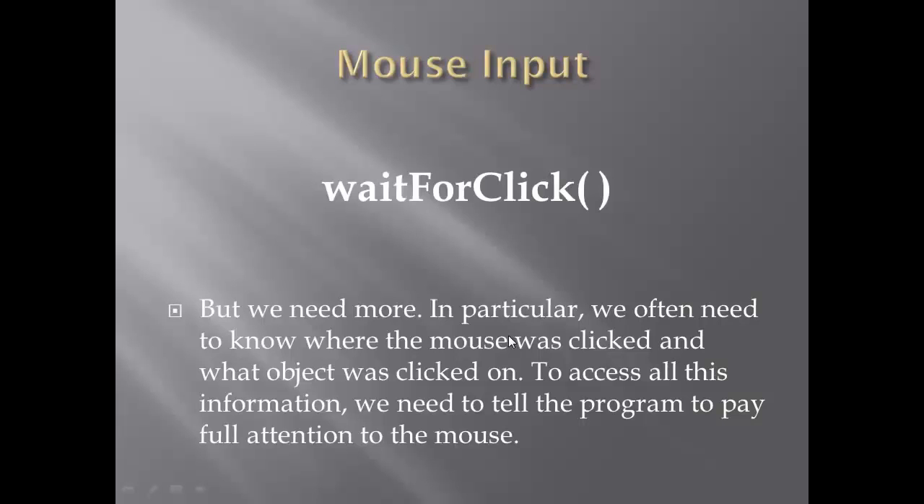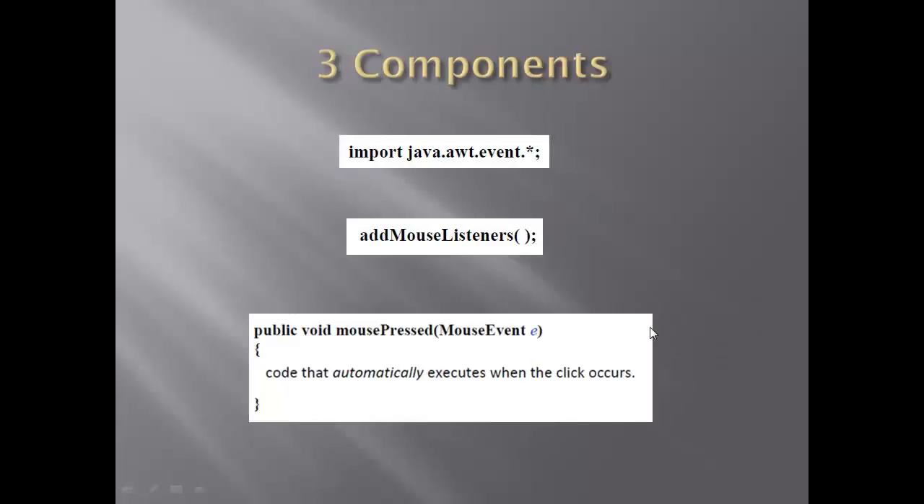Okay, mouse input. We've seen that already. There's a system method called wait for click. We can do better than that. In fact, it's not just if the mouse was clicked, but also where and what was clicked on. So we need to tell the computer to pay a little more attention to the mouse. And there are three components. We're going to need a new Java import statement. Notice that we already have import java.awt.*.